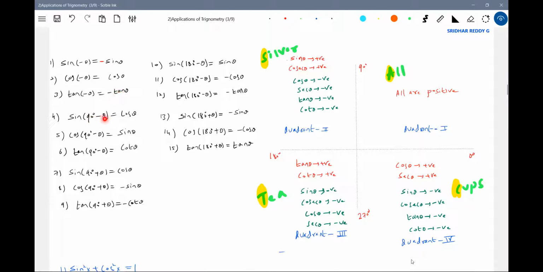Sine of 90 minus theta, we got cos theta. Cos of 90 minus theta is sine theta. Tan of 90 minus theta is cot theta. Then sine of 90 plus theta is cos theta. Cos of 90 plus theta is minus sine theta.